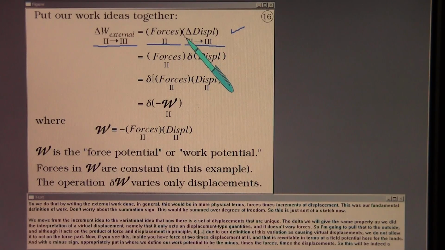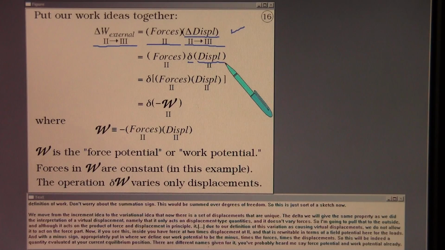We move from the increment idea to the variational idea that now there is a set of displacements that are unique. The delta, we will give the same property as we did the interpretation of a virtual displacement, namely that it only acts on displacement type quantities and it doesn't vary forces.